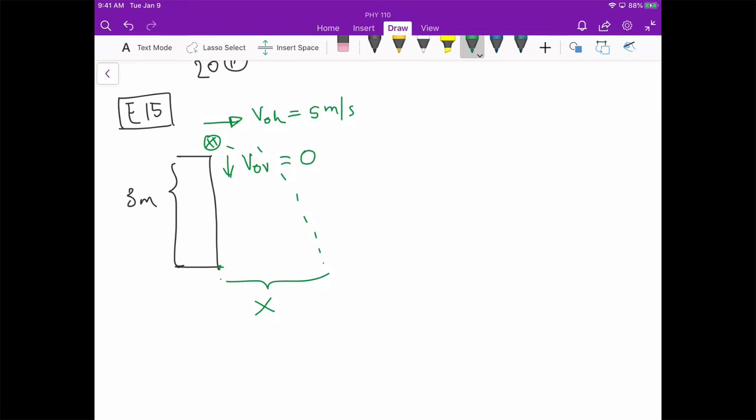Okay. So now here are the given parameters. Now the question says, how much time does it take for the ball to hit the ground? Then how much time?